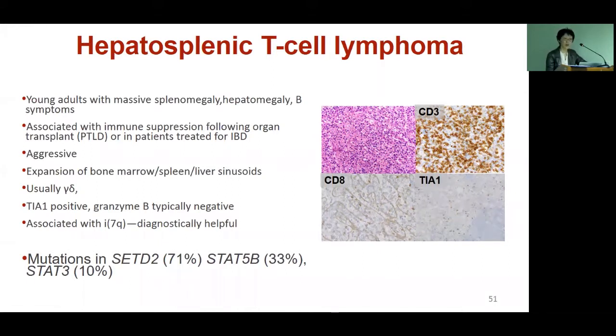They're typically gamma delta T cells, TIA1 positive, and granzyme B is typically negative. Associated with the presence of isochromosome 17, which has been diagnostically useful if you had cytogenetic information. And recent studies again have shown that they have high frequency mutations in SETD2, STAT5B, and STAT3 in some of these.